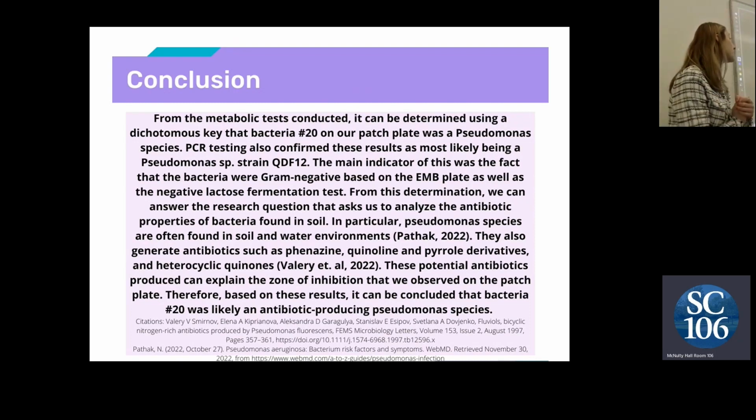So in particular, Pseudomonas species are pretty common and found in soil and water environments, and some particular antibiotics that they are known to produce include phenazine, quinoline, and pyrrole derivatives, and heterocyclic quinones. These potential antibiotics produced can explain the zone of inhibition that we observed on the patch plate, and therefore, based on the results, we can conclude that our bacteria number 20 from the patch plate was likely an antibiotic-producing Pseudomonas species. Thank you.